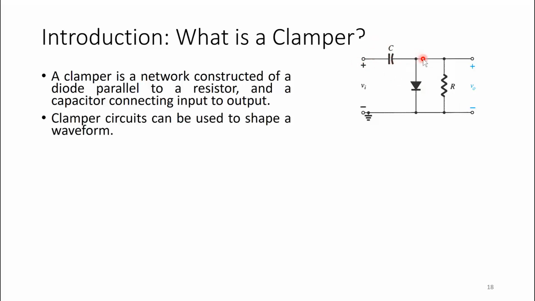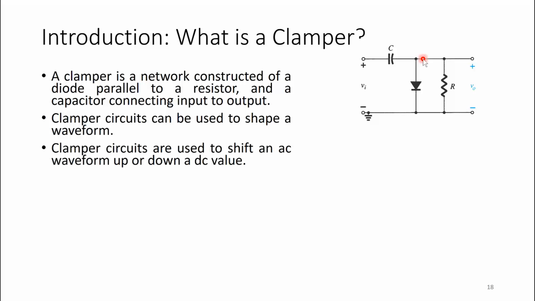Clamper circuits can be used to shape a waveform, just like the clipper circuits. We are now handling circuits which are time varying in nature, and we want to see how we can shape the waveform that comes into the circuit. Clamper circuits are used to shift an AC waveform up or down by a DC value. This is different from the clipper circuit. A clipper circuit clips, it eliminates certain portions, but here we do not clip anything. We're just shifting it up or down by a certain value.